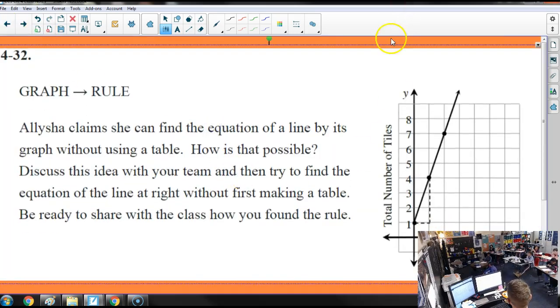We use this when we look at situations where we don't have the rule just given to us. So with your neighbors or with yourself, I don't care, determine what the y equals mx plus b rule is that matches this situation. It's on the graph paper still. It's not on the purple sheet; I will tell you when it is. Figure out the growth, figure out the starters.